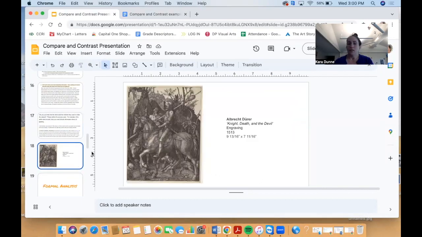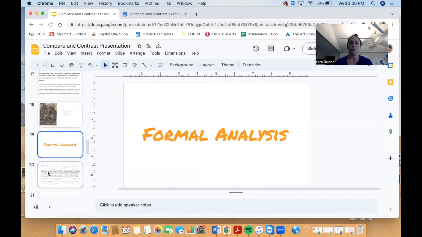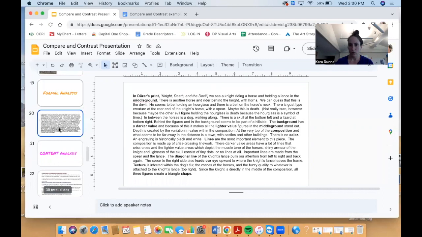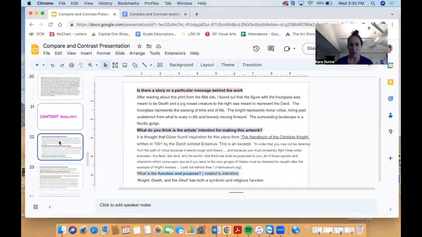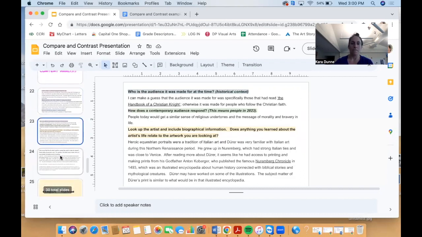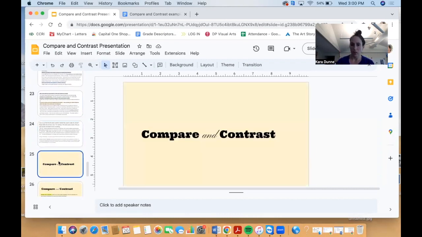Then I go on to my second artwork. Second artwork is a print by Dürer, formal analysis. My formal analysis using as many of those vocab terms as possible. Content analysis, here are my questions that are answered. There they are. Media, now I'm done with each of them. Now I'm going to compare and contrast them.